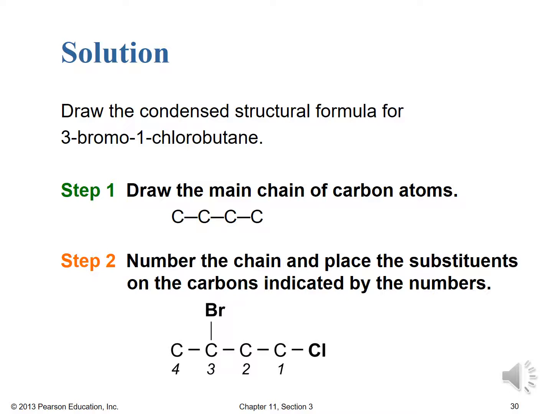Number 2, number the chain and place the substituents on the carbons indicated by the numbers. So I have a 3-bromo, 1-chlorobutane. And again, the reason that it's a 3-bromo, 1-chloro instead of a 2-bromo, 4-chloro has to do with those numbers, right? 3 plus 1 is 4, whereas 2 plus 4 is 6. So just be careful about that.